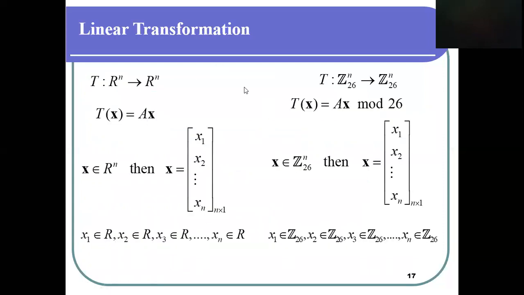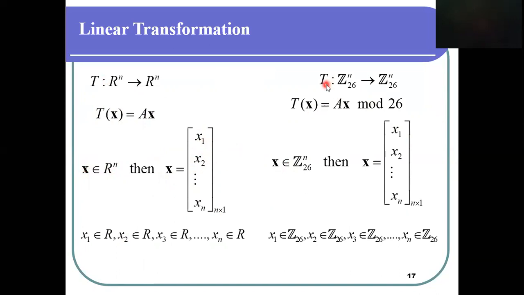So let us revisit some linear transformation. T is a linear transformation from Rn to Rn, so T of x is equal to A into x. Here x belongs to Rn, so x can be written as an n cross 1 column vector. Each element belongs to R because the individual element is a real number, but as a whole, this element is an element of Rn. This R is just a ground set from which the individual elements come.